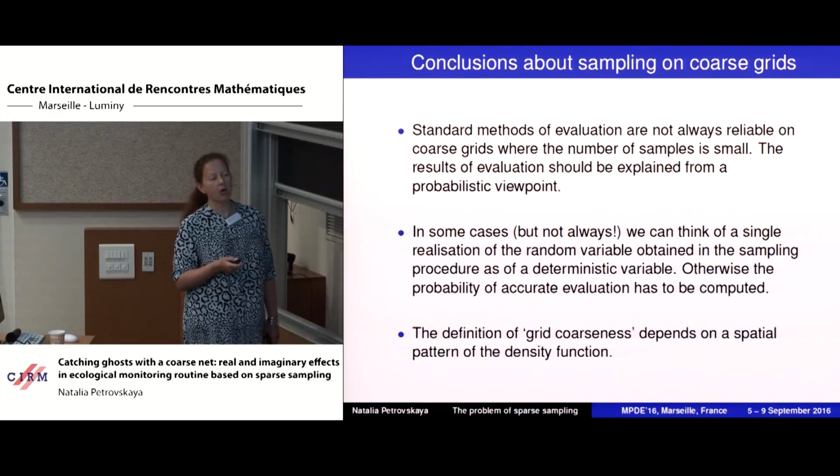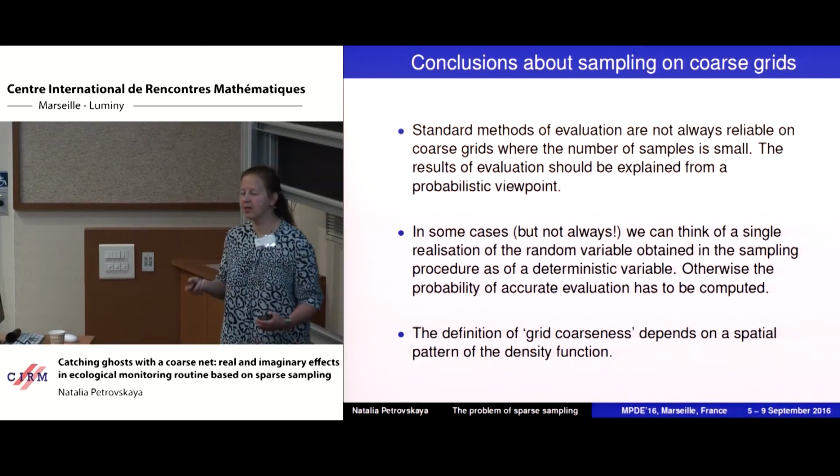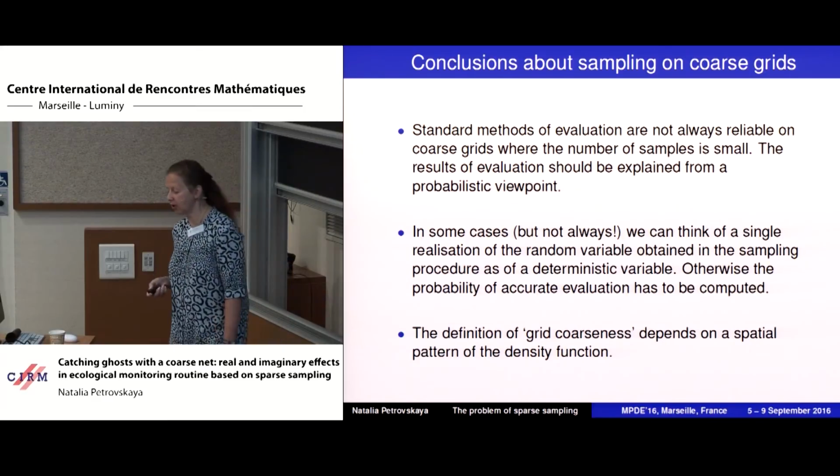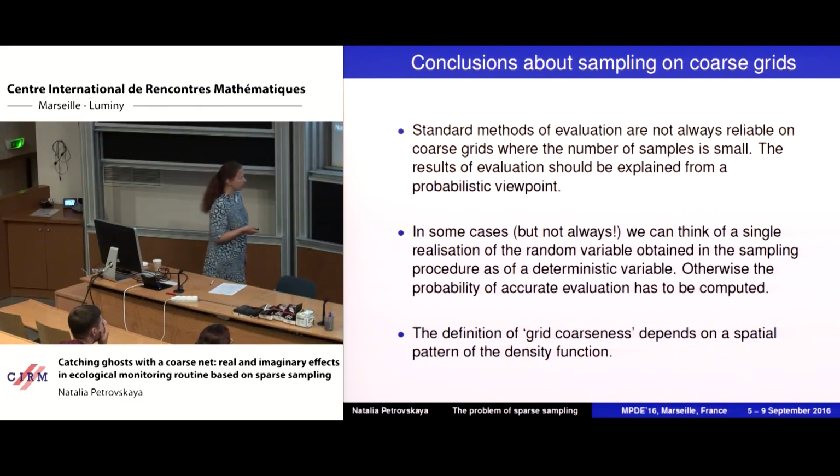This is especially true for highly aggregated density distributions. And therefore, our definition of grid coarseness does not depend on the number of grid points. It depends on the spatial pattern of the density function, which is another important conclusion. So we cannot say 3 points is always a coarse grid and 300 points is always a very fine grid, because we may have situations where 3 points will give you a fine grid, you will already have guaranteed accurate evaluation, and you may have a situation, with a very narrow peak for instance, where 300 points will not be enough to end up with accurate population size.